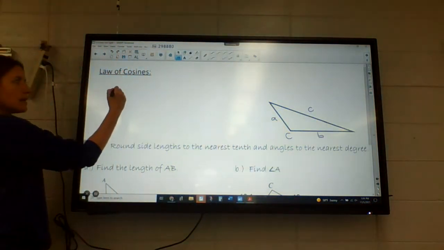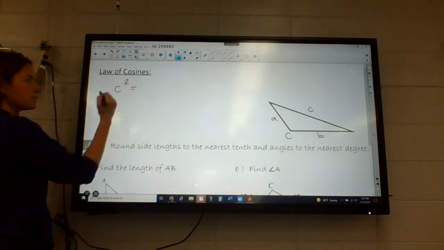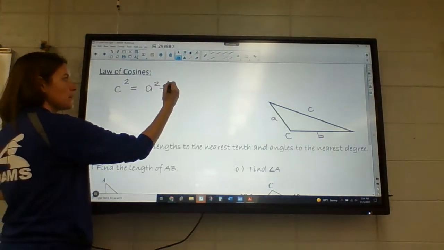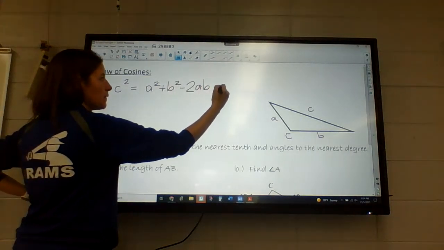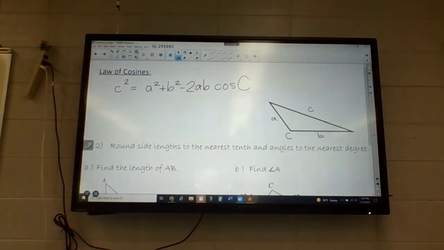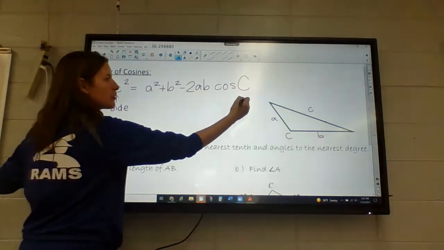So little c, I'm wondering if I should use A instead. That's still a little c squared is going to equal... this is our formula. Emphasis on the big C and the little c. Okay, so this is the side that's across from this angle.